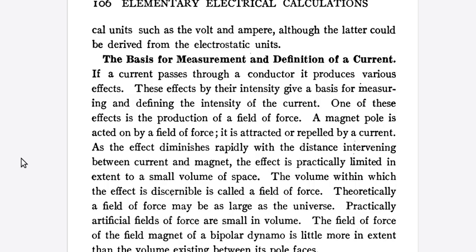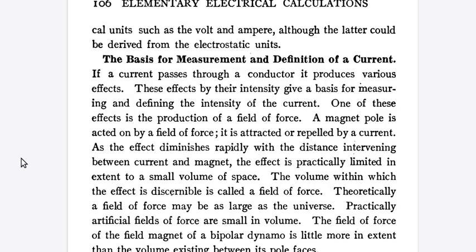One of these effects is the production of a field of force. A magnet pole is acted on by a field of force. It is attracted or repelled by a current. As the effect diminishes rapidly with the distance intervening between current and magnet, the effect is practically limited in extent to a small volume of space. The volume within which the effect is discernible is called a field of force. Theoretically, a field of force may be as large as the universe. Practically, artificial fields of force are small in volume.